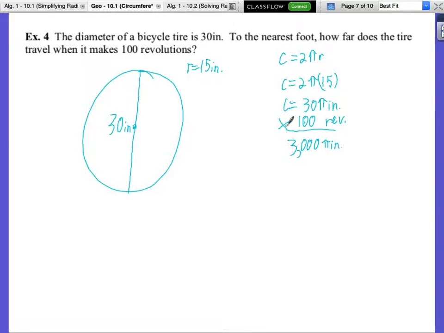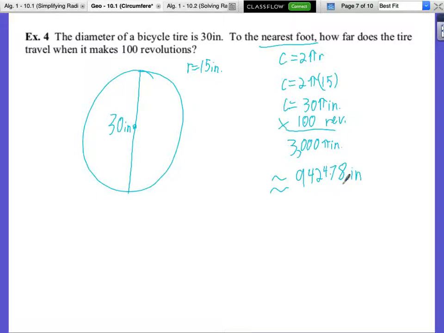Okay. So you take 30 pi, the one revolution, the one circumference, multiply by 100 of them, because that's what we need. And we were asked to find it to what? To the nearest foot. So do we have to multiply this, 3,000 times pi? Yeah, we do. And what would that end up getting? Approximately 9,424.78 inches.